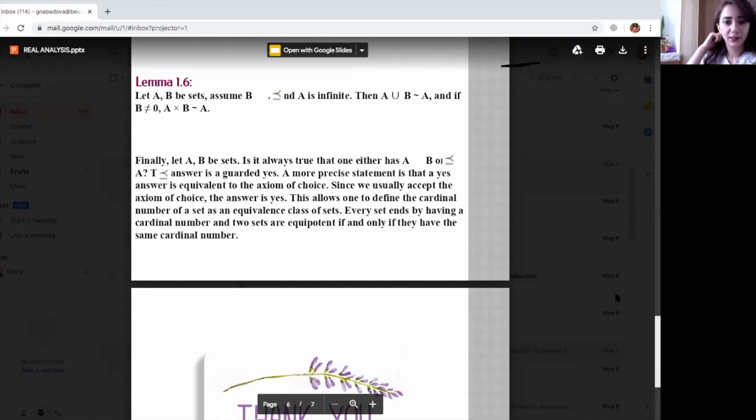A union B is equivalent to A, and if B is not equal to the empty set, then A cross B is equivalent to A. This is the Cartesian product of A and B.